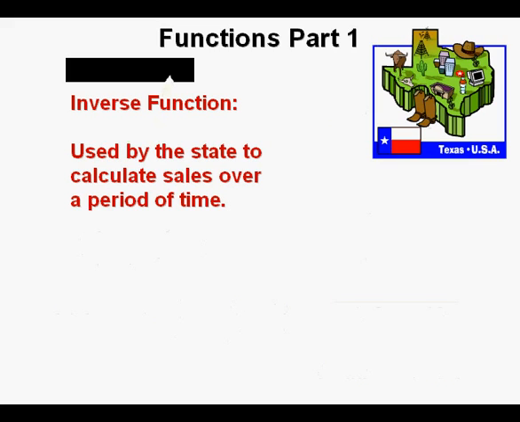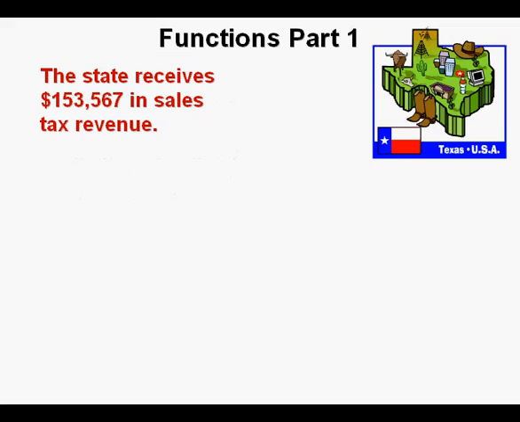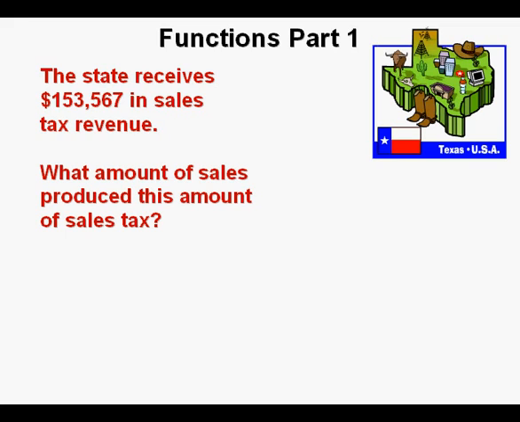The state or taxing entity uses inverse functions to calculate the amount of sales made over a period of time. Let's say that the state receives $153,567 in sales tax revenue over a certain span of time. The state wants to know what were the sales that produced this amount of sales tax. You might remember that the function used to determine sales tax is sales tax equals 0.0825p, where p is the price of the taxable item being sold.